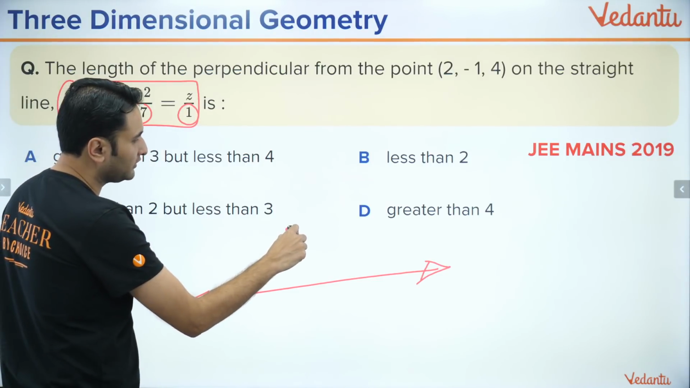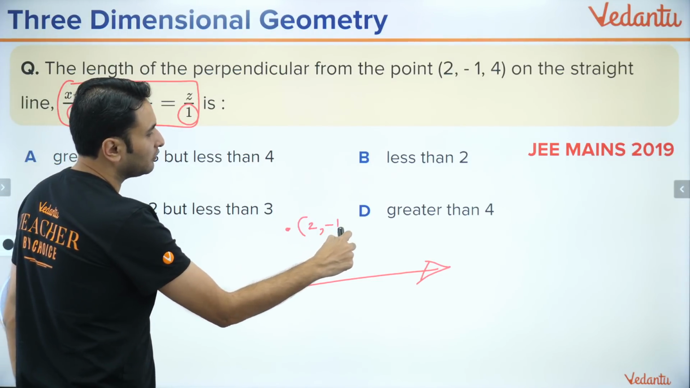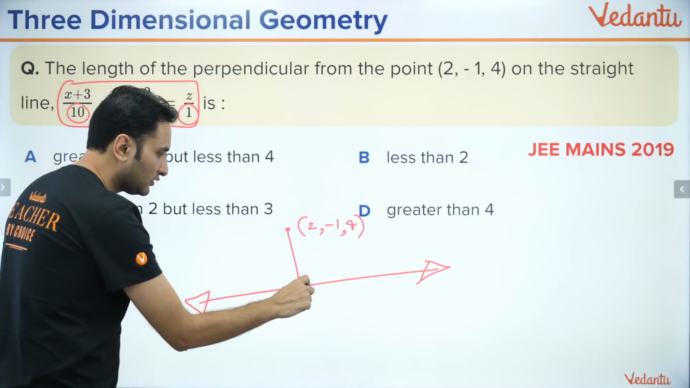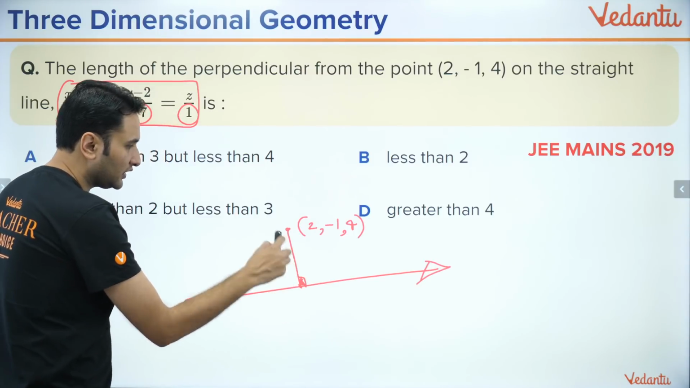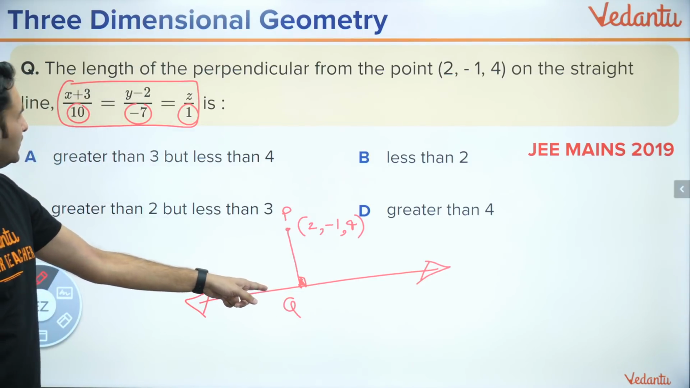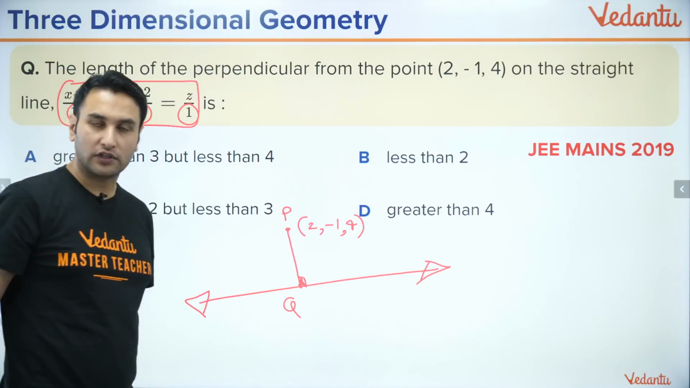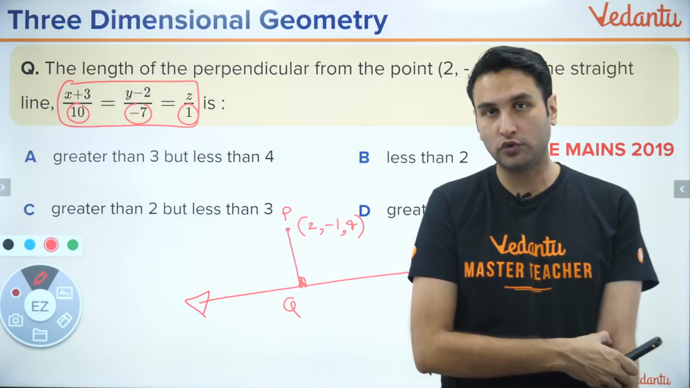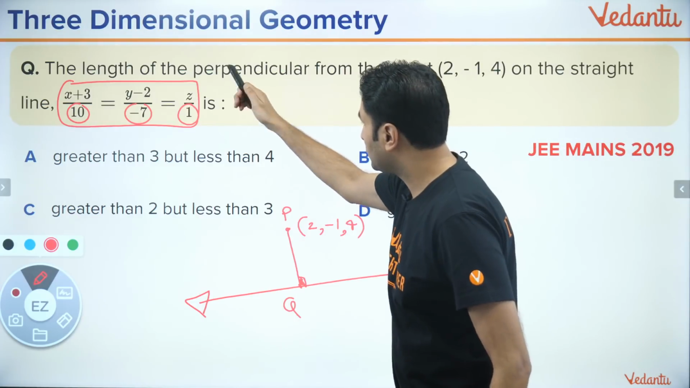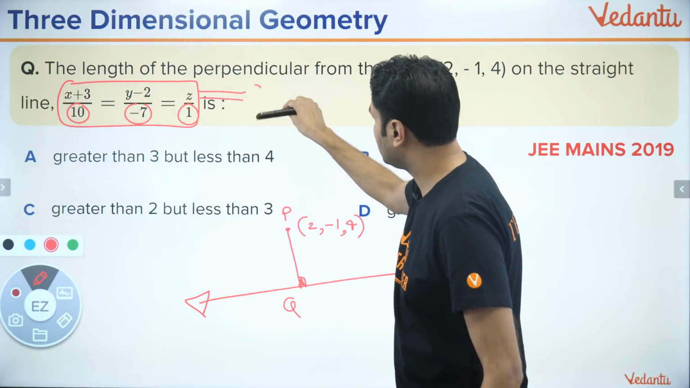Anyways, the length of the perpendicular from point this. Imagine करो ये एक point है. The point is 2 minus 1 4. You dropped a perpendicular. Say this point is P. Say the foot of the perpendicular is Q. ठीक है? आपको PQ चाहिए. You want the length of the PQ. What to do बच्चों? देखो क्या करते हैं. Say this is equal to lambda. As usual, this is equal to lambda.